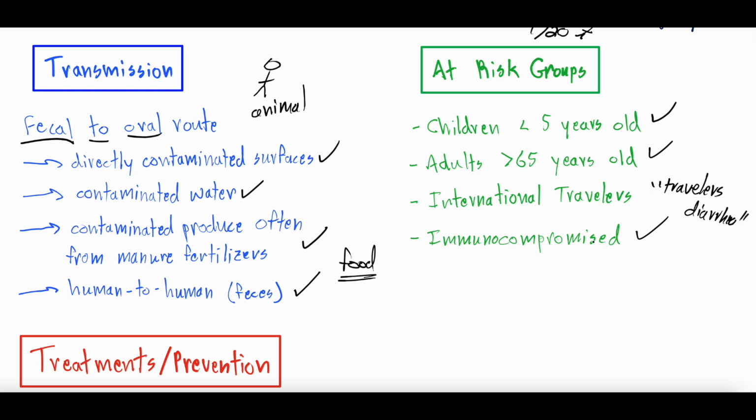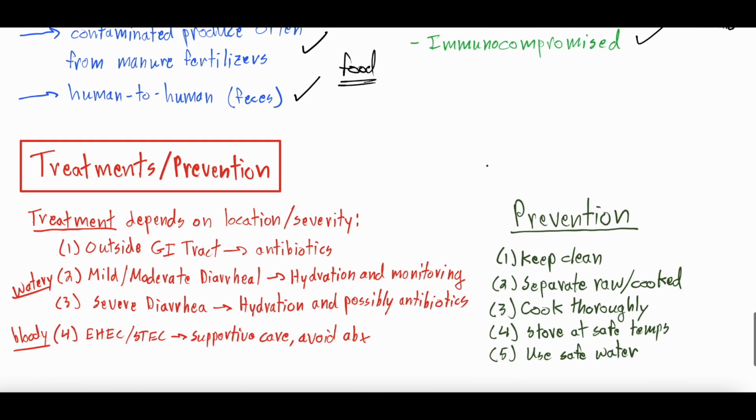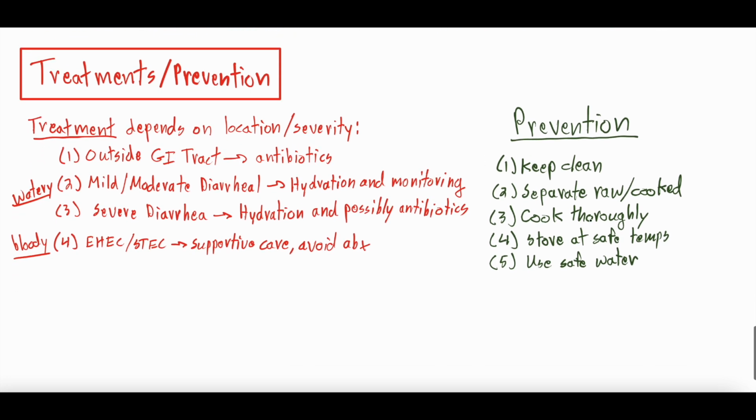People with intact immune systems who aren't young or old can still get really sick from this, but these are the groups that are more at risk. So how do we treat it and how do we prevent it? Let's talk about prevention first. So prevention is more straightforward, and it's kind of the 5 things that the World Health Organization talks about.